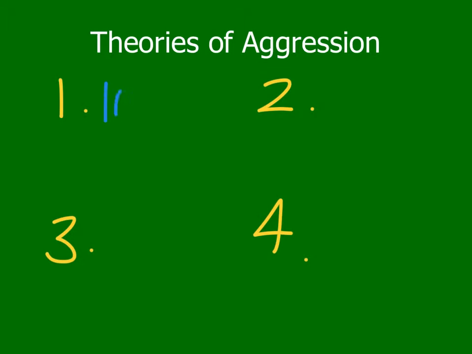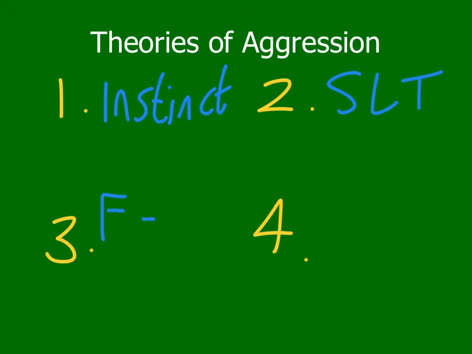So I'm hoping that you know the names at the very least: we have the instinct theory, social learning theory, frustration aggression theory, and aggression cue theory. You need to be prepared to get at least 3-4 points in terms of an explanation for each of these theories, in particular.